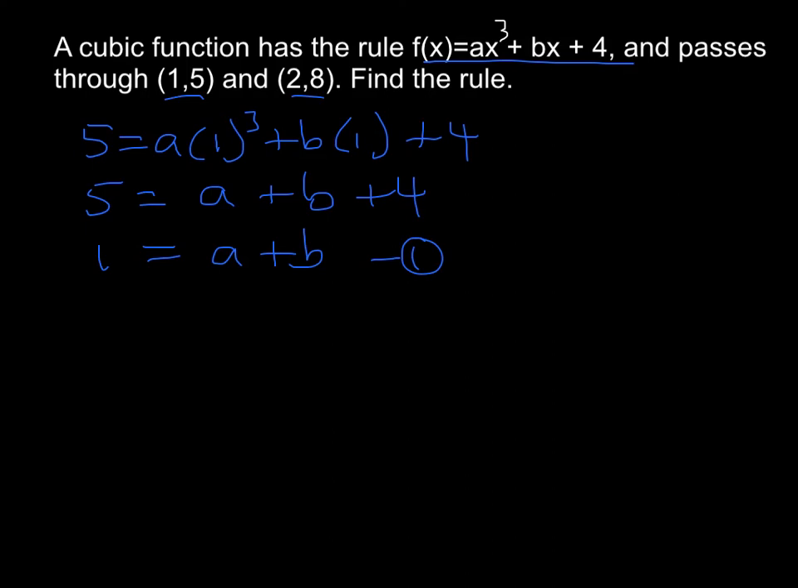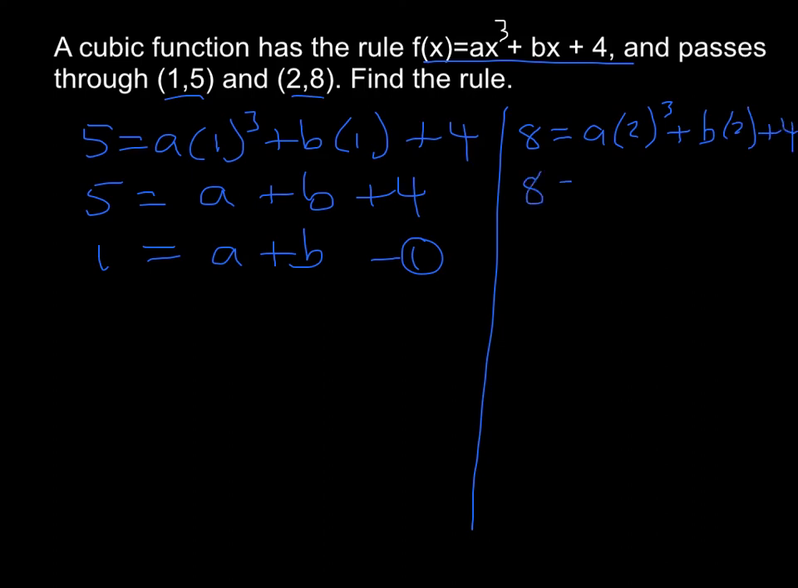For the second equation, we'll do that down the right hand side here. We have 8 is equal to a by 2 cubed plus b by 2 plus 4. So 8 will be equal to, 2 cubed is 8, 8a + 2b + 4. If we take away 4 from both sides, we end up with 4 is equal to 8a + 2b. And that's equation 2, I'll call that one.